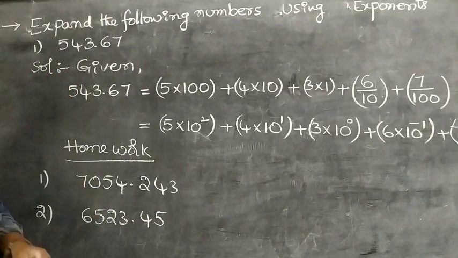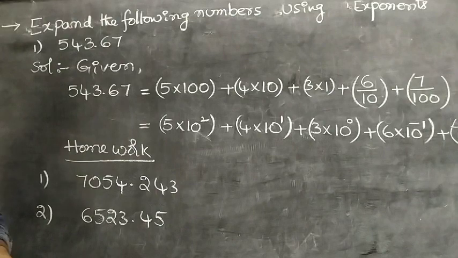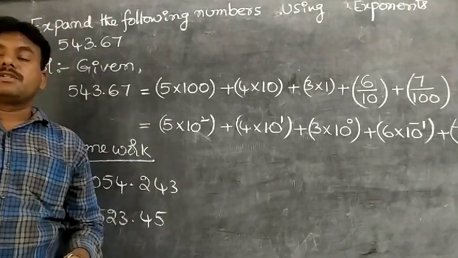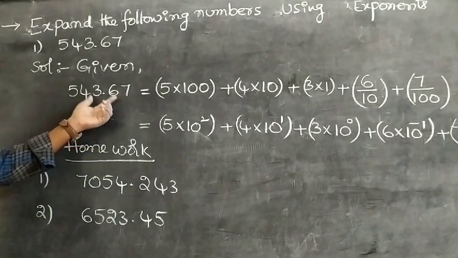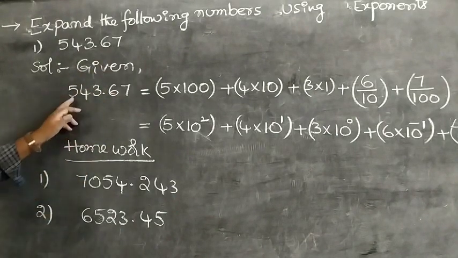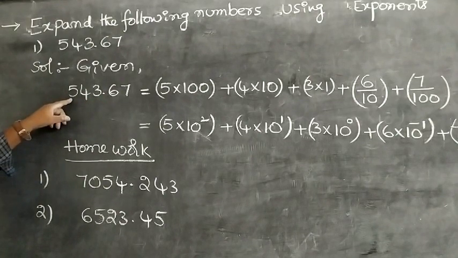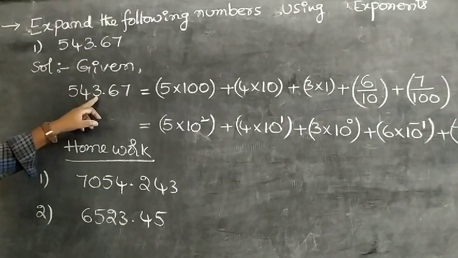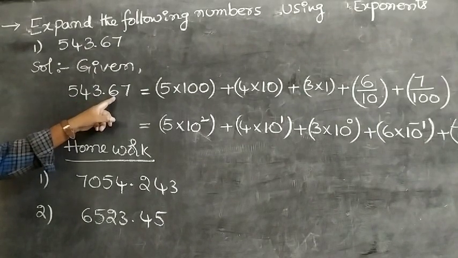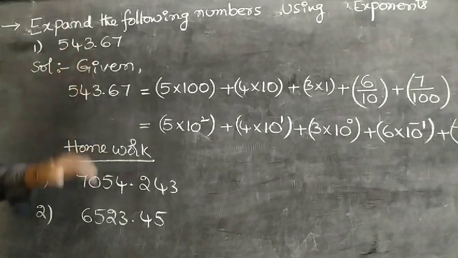Okay, and also comes to second model. Same as this, expand the following numbers using exponents. So here 543.67. How can I express decimal numbers in exponential form? So let us explain if decimal numbers are given. 543.67. Here 5 is in hundreds place, 4 is in tens place, 3 is in units place, and 6 is in the first decimal place, 7 is the second decimal place.